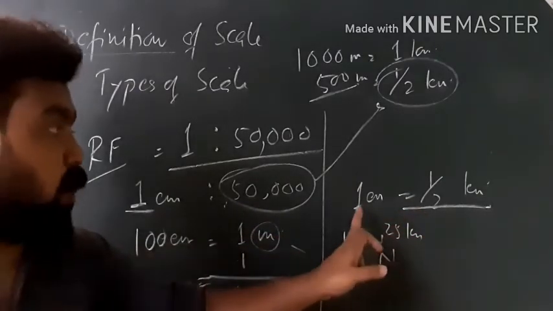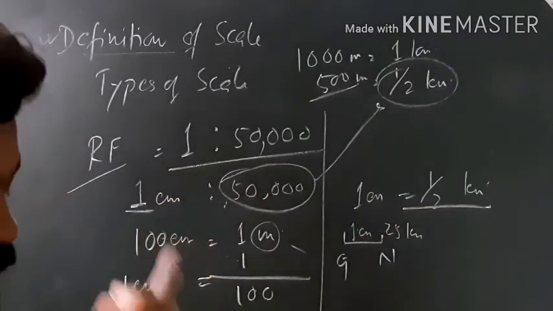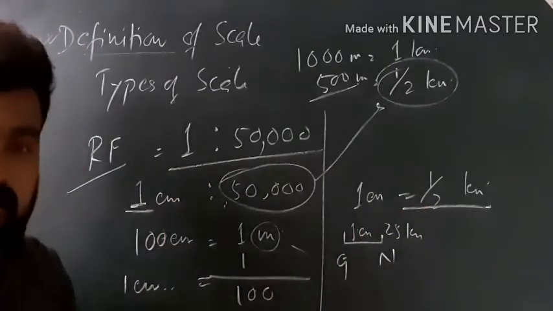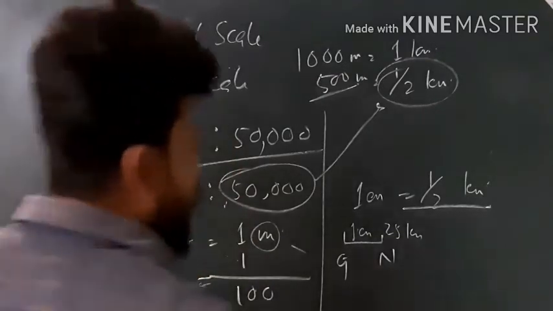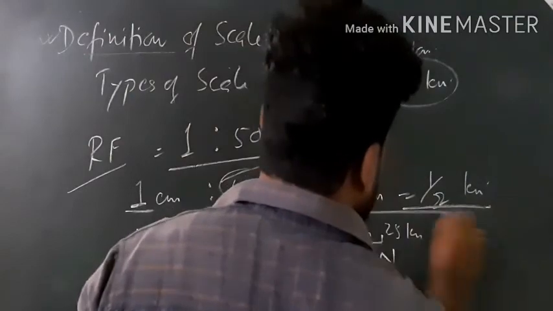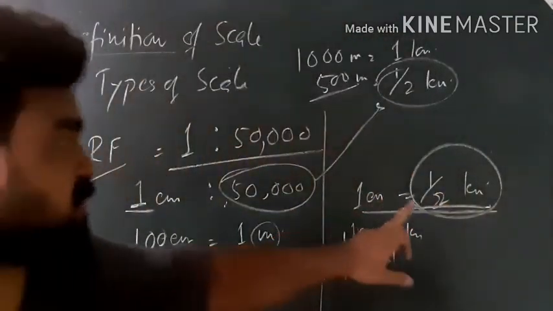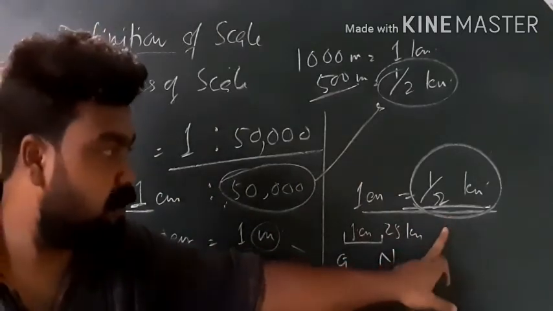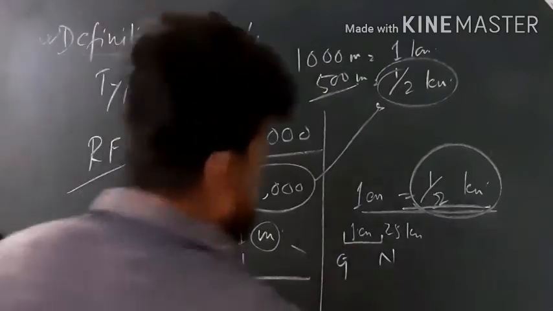That means 1 centimeter is equal to half kilometer, 2 centimeter is equal to 1 kilometer, 3 centimeter is equal to 1.5 kilometer. So like this we have to draw a very large map. So that's why it is half kilometer distance. If this scale value is low, then we consider it a large scale map. Okay, large scale.